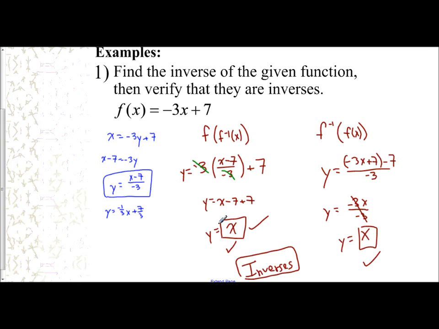So that is a way to prove that you have two functions that are in fact inverses of each other. You take the composition both ways and make sure everything simplifies to give you the identity function, which is the equation y equals x.